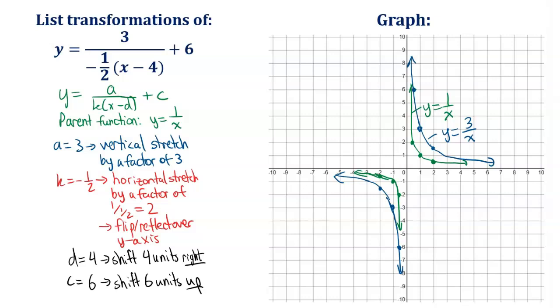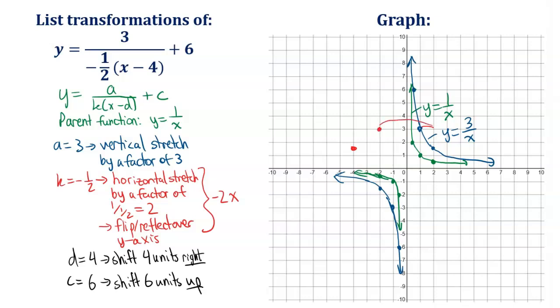Now we go ahead and look at the k value. So because we want to horizontally stretch it by a factor of 2 and flip it over the y-axis, it's really just multiplying all the x values by negative 2. The first point we're going to look at here is the point (2, 1.5). And so the 2 is the x value. We multiply that by 2, we get 4, and then we flip it over the y-axis to get negative 4.